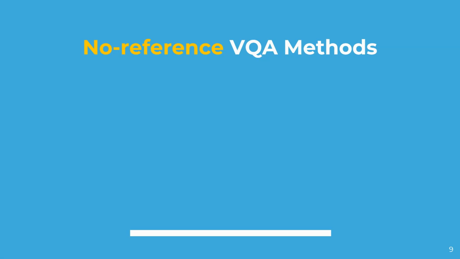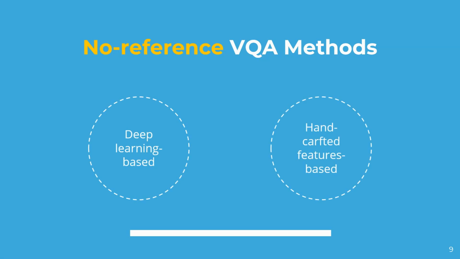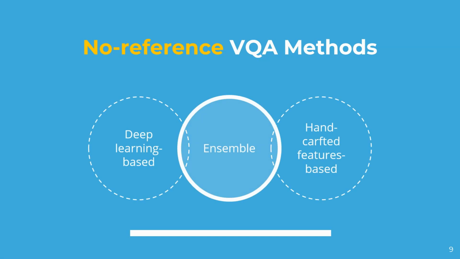And the no reference video quality assessment methods. There are three main approaches. The first one is deep learning based methods, and the other one is handcrafted features based, and the third one is ensemble. In the deep learning based models, as it can be inferred, features are extracted using deep neural networks, features of clips or frames or images. And in the handcrafted features, some features such as NSS, natural scene statistics, optical flows, motion vectors are used as frame level or video level features. And the ensemble features use the best of both worlds.